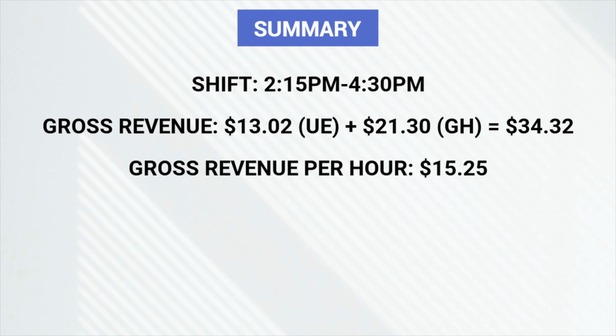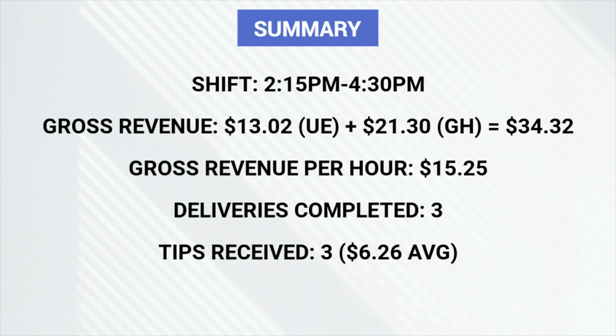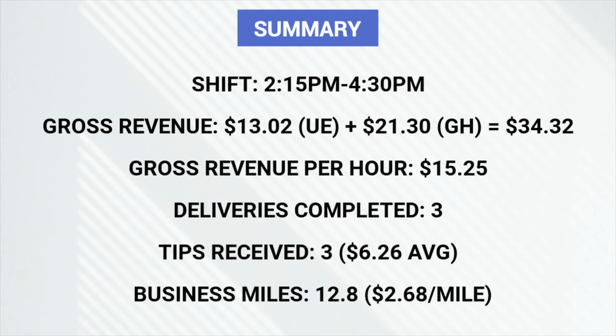And then who knows, all the weird things with the app here. Was there some app issues? But I didn't really have any issues on Grubhub. I took 3 deliveries, received 3 tips with a higher than average tip, $6.26 average. Business miles drove 12.88 miles with a payout per mile, still strong there, $2.68. And those business miles get me a tax deduction of $7.17.